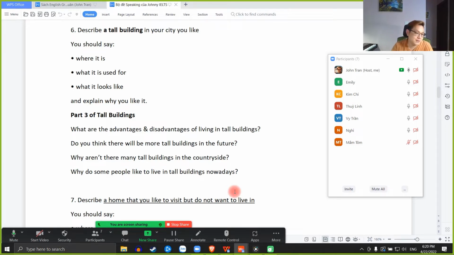You can talk about like the service that people are provided with. When there's something broken, then there will be technicians coming immediately from the management to fix issues, you know.